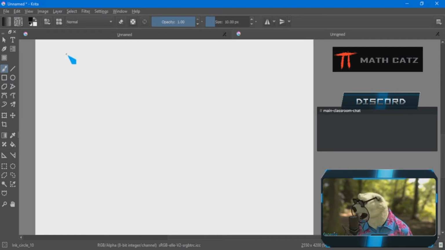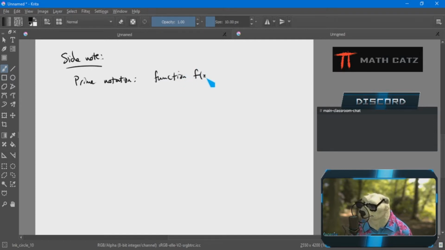So let's just go on a side note here. Let's have a side note where I just want to explain the different ways we can write the derivative. One is the prime notation, where if we have my original function and it has a name, f of x, then the derivative function is called f prime of x.